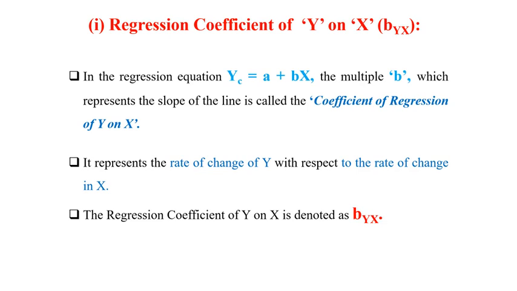The regression coefficient of y on x is denoted as byx. Okay, how will this be computed? Let us see it. It is given as byx equals covariance of xy, observe xy, small x and small y, divided by variance of x.